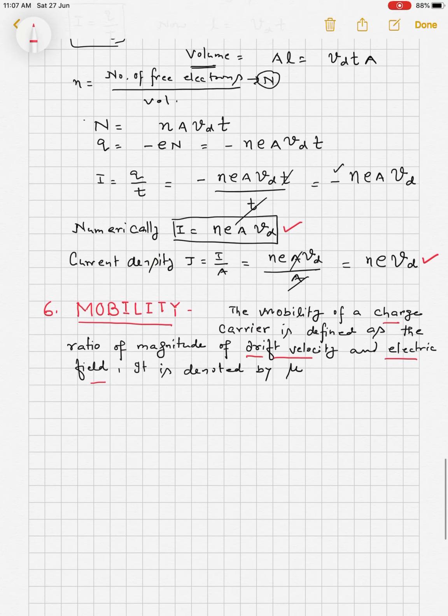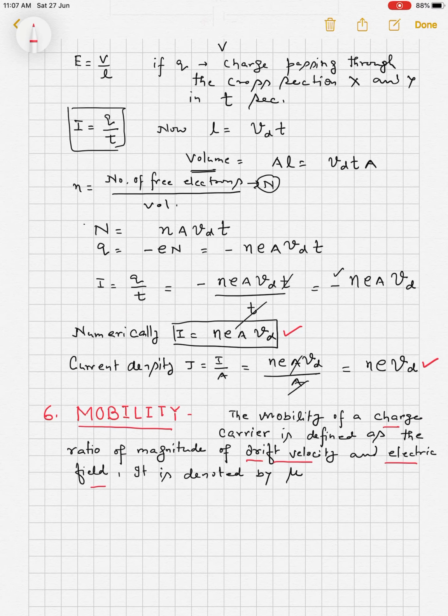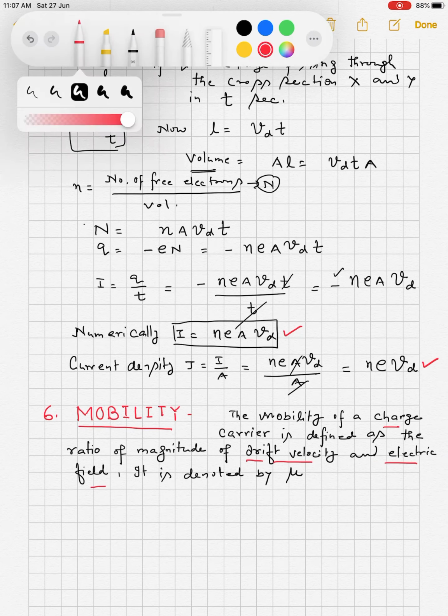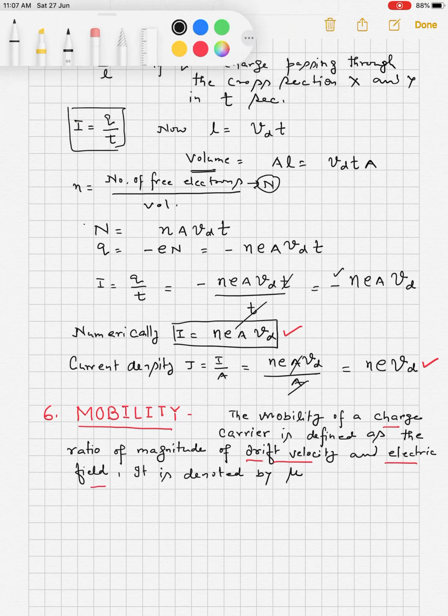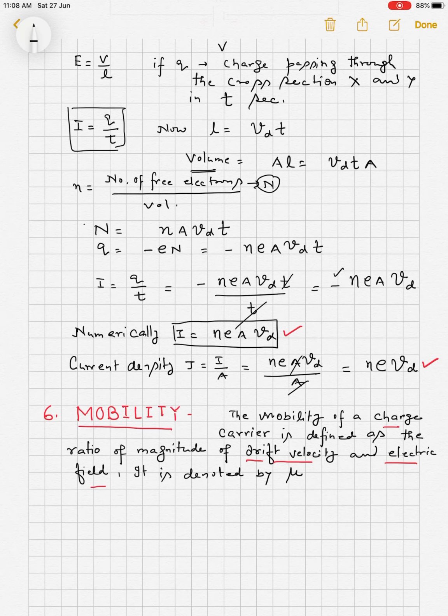So the ratio of drift velocity and E is represented by mu. So mu is equal to vd by E. This is the formula for mobility. Mobility is always a positive quantity and depends on the nature of the charge carrier.